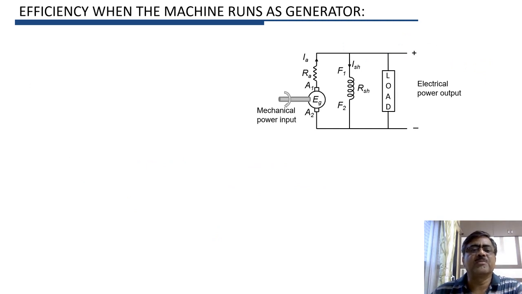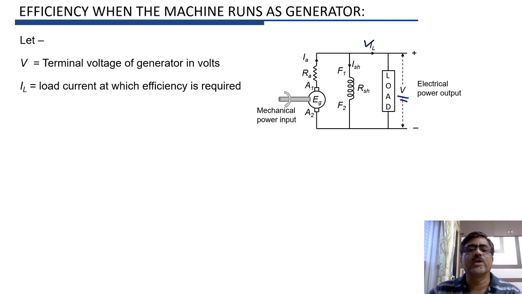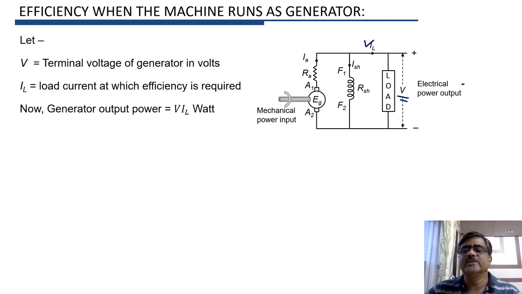Let us now see how to determine the efficiency if the machine is running as a generator. Here let V be the terminal voltage of generator in volts, and IL the load current at which efficiency of generator is required. Current drawn by load is IL, and voltage across load is V. Therefore electrical power output of generator, P out, is equal to terminal voltage V multiplied by load current IL. So output power of generator is equal to VIL watt.